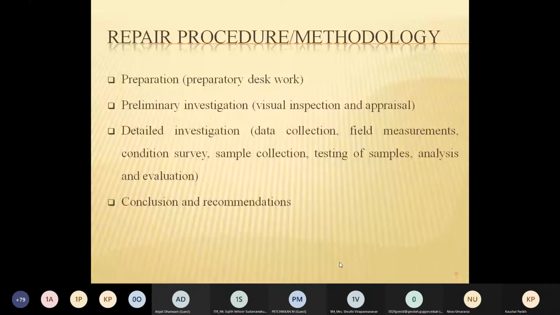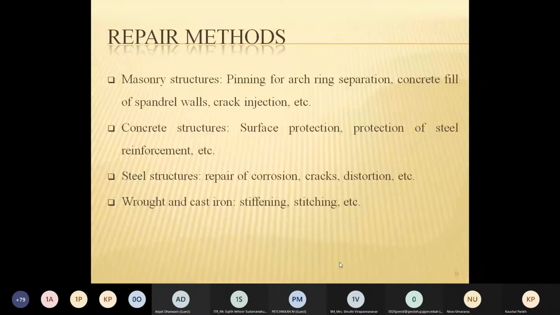Repair methods: there are certain repair methods. The first deals with masonry structures. In masonry structures, pinning for arch ring separation is one of the conditions where repair is required. Then there is concrete fill of the spandrel walls, and the third is crack injection. In the case of concrete structures, surface protection and protection of the steel reinforcement are conditions where repair is required. For steel structures, repair is needed for corrosion, cracks, or distortion.